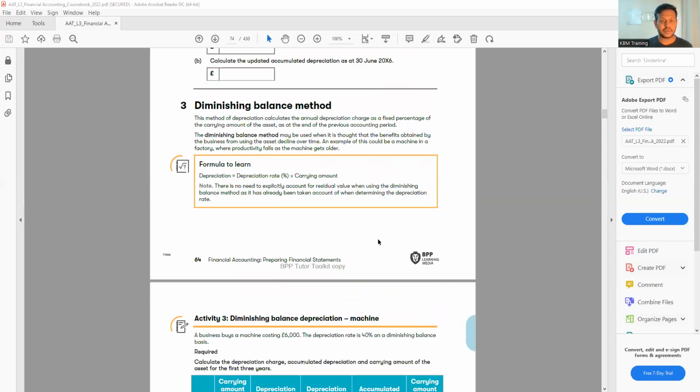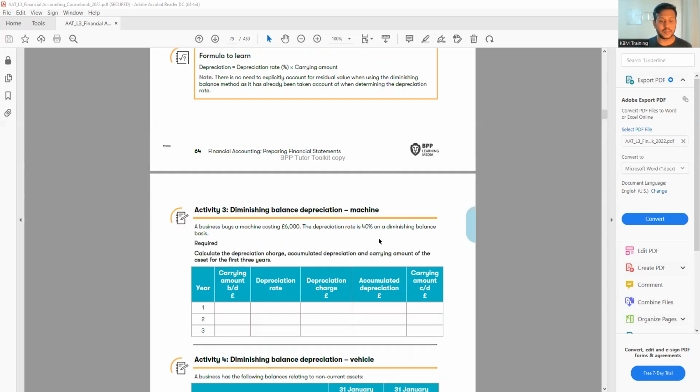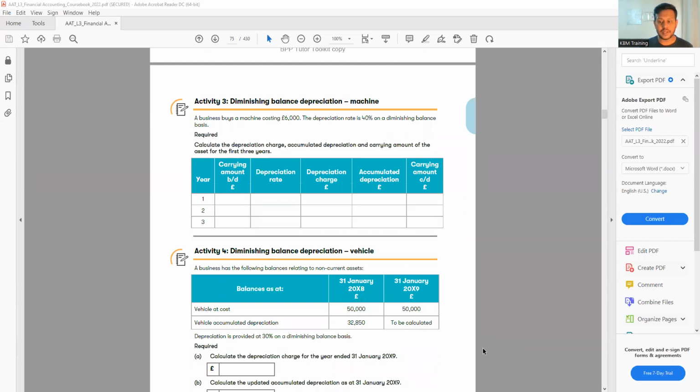The next one, we're going to follow the diminishing balance method. Now, the diminishing balance method will be quite straightforward, but there is a little complexity that we have to understand, the way we said before. So let's try one. We'll understand how it works. Activity 3, diminishing balance depreciation.